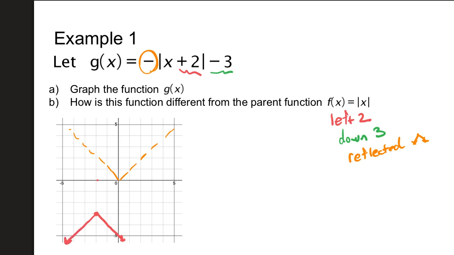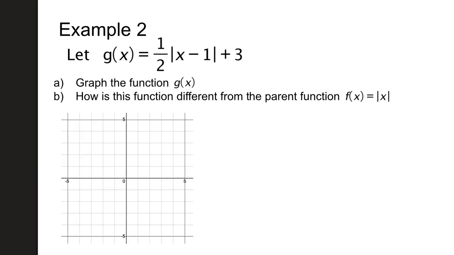But this is what the graph would look like. And I'll label it g of x so that we don't forget that that's exactly what it is. A graph that has been moved to the left, is down 3, and has been reflected, and now that V opens down. But what about a vertical stretch or shrink?